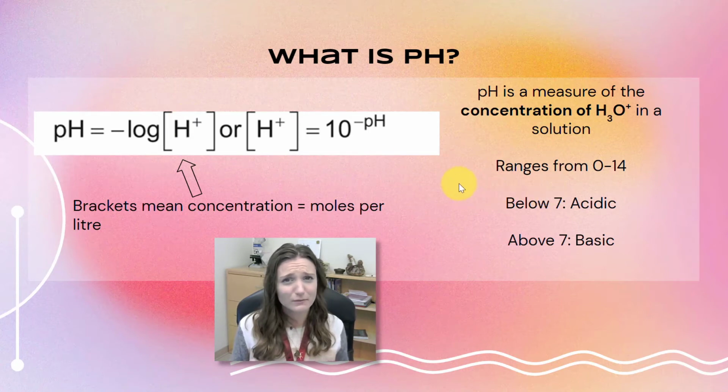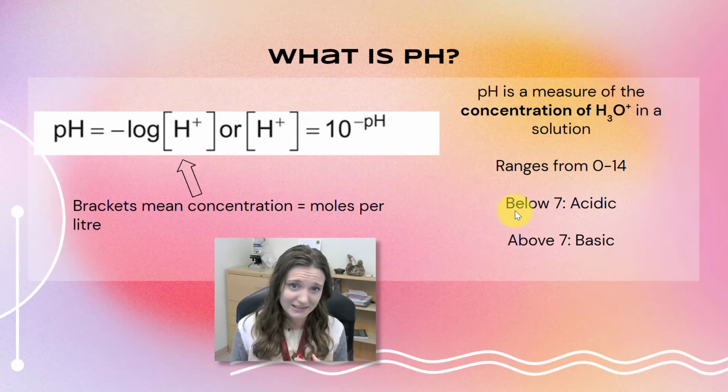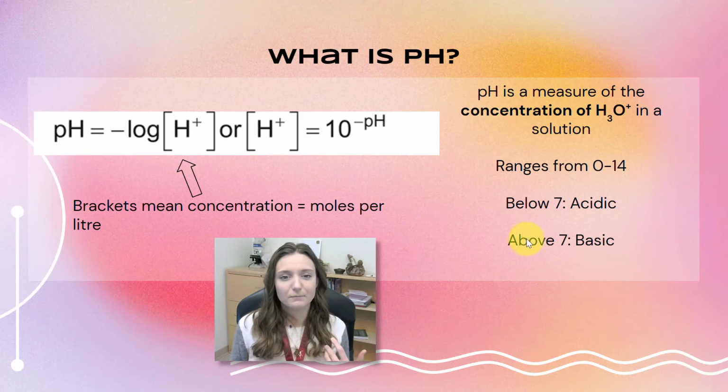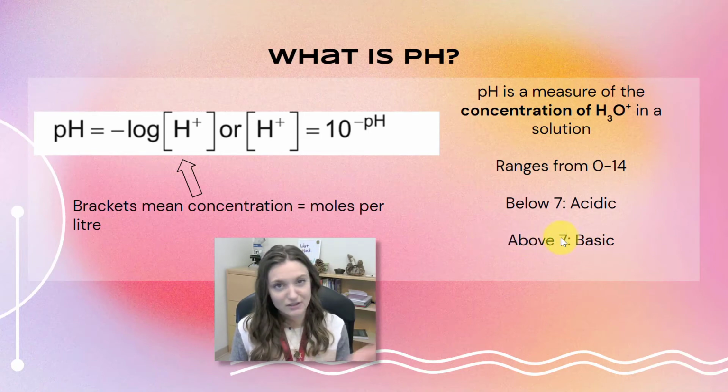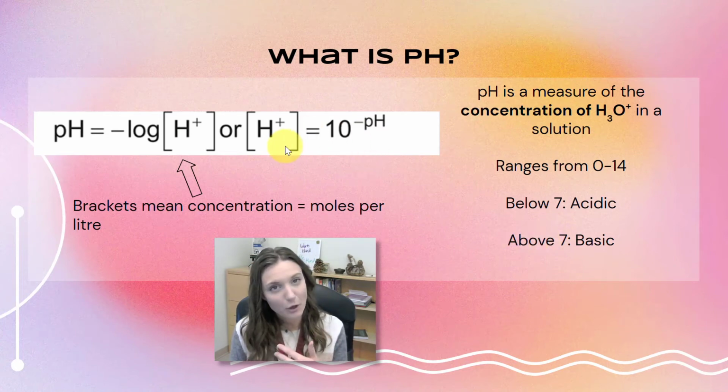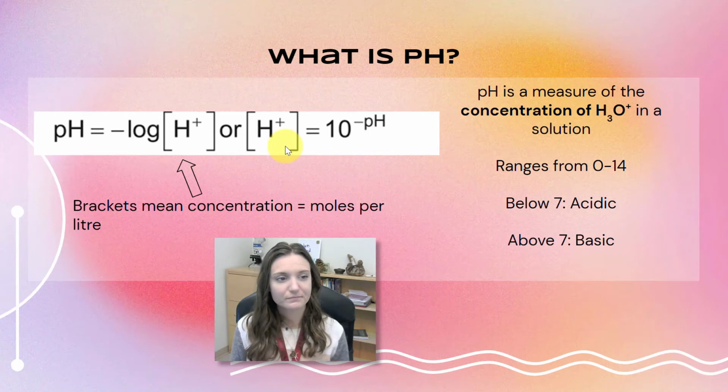So again, 0 to 14 is our typical pH range. Anything below 7 we consider acidic. Anything above 7 is basic or alkaline. Right at 7, it's neutral. Okay, so a pH of 7 is neutral, meaning that there's an equal concentration of H plus and OH minus in the solution.